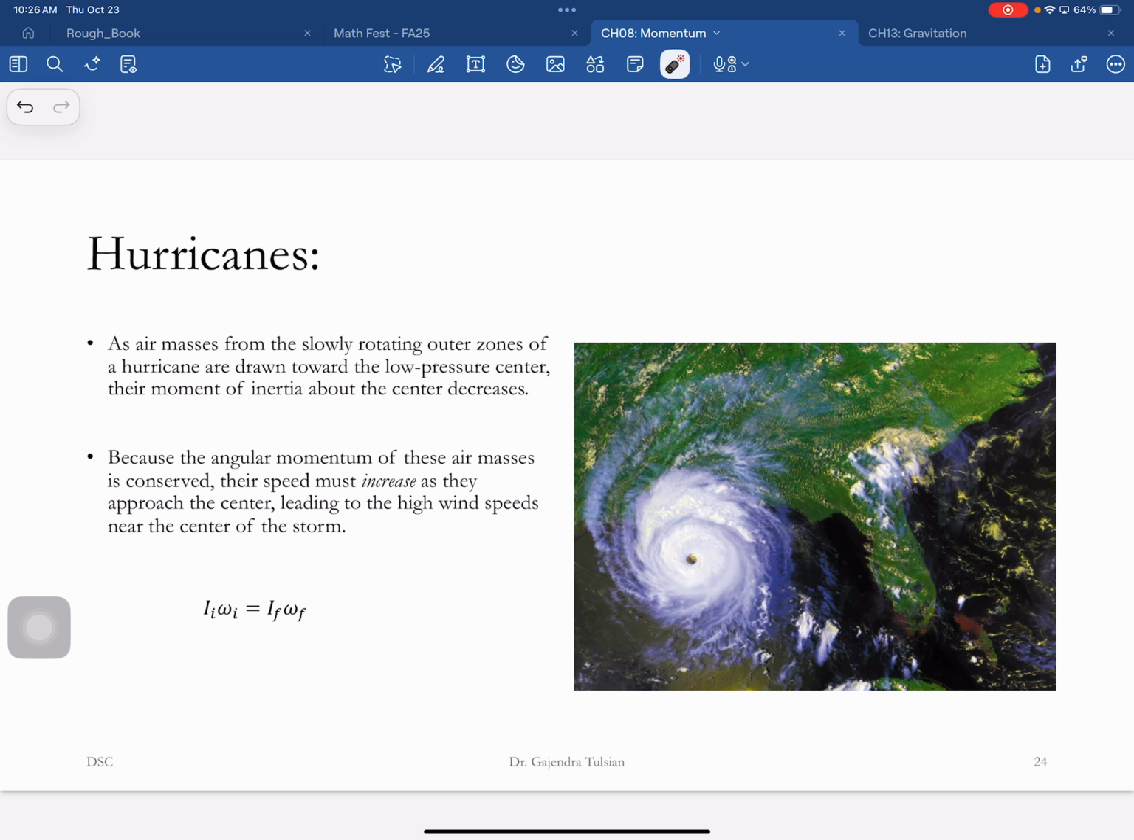As air masses from the slowly rotating outer zone of a hurricane are drawn toward the low pressure center, their moment of inertia about the center decreases. This decreases, and so that increases. And so the air mass is spinning faster near the eye. So that's where you get the highest wind speed, because the angular momentum of these air masses is conserved, their speed must increase as they approach the center.